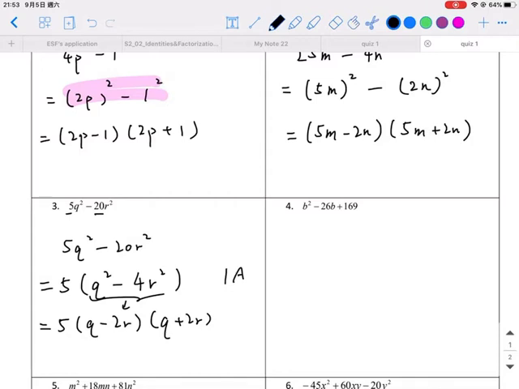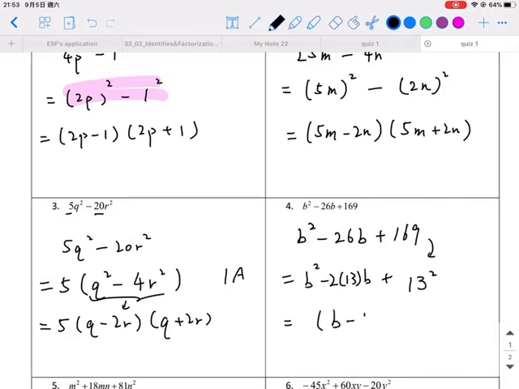And the next one is b squared minus 26b plus 169. You can try it. 169 equals 13 squared. And therefore that means minus 2 times 13b and b squared. So that means the result should be b minus 13 squared.